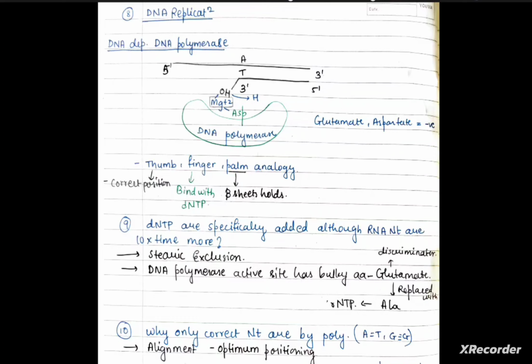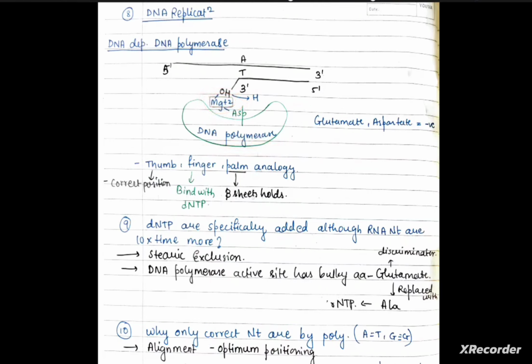Now here in DNA replication, we need to understand that everyone knows there is DNA polymerase, right? DNA polymerase is the enzyme that will polymerize, and you can see that there is 5' to 3' direction, 3'OH is here. Now, here we need magnesium for DNA polymerase activity.